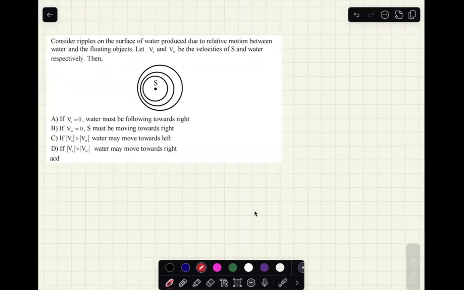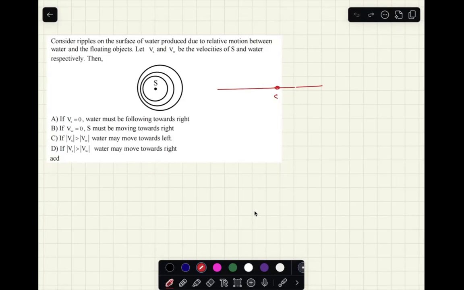Consider ripples on the surface of water produced due to relative motion between the source and the water. What case is this? This case is the same as the source moving in this direction. Vs and Vw are the velocities of the source S and the water respectively. Suppose Vs is equal to 0.